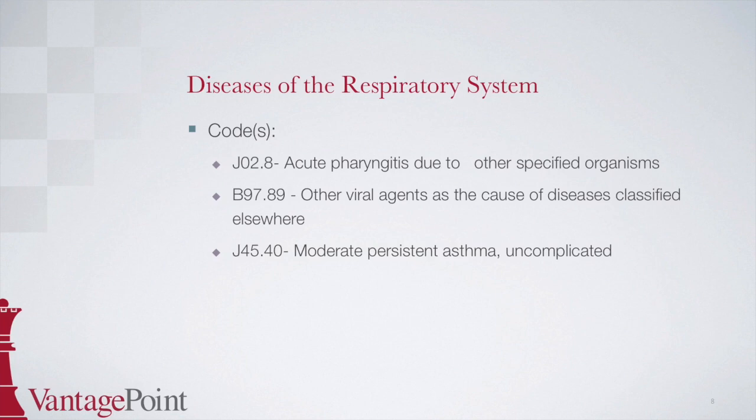The last code is J45.40, moderate persistent asthma, uncomplicated. To locate this code, start at asthma in the alphabetic index, then find persistent, and then moderate, which points to J45.40, which you would then confirm in the tabular. Remember, even though the patient has an infection superimposed on their asthma, this is not considered an acute exacerbation of asthma. For this encounter, the pharyngitis should be coded first because it is an acute condition.